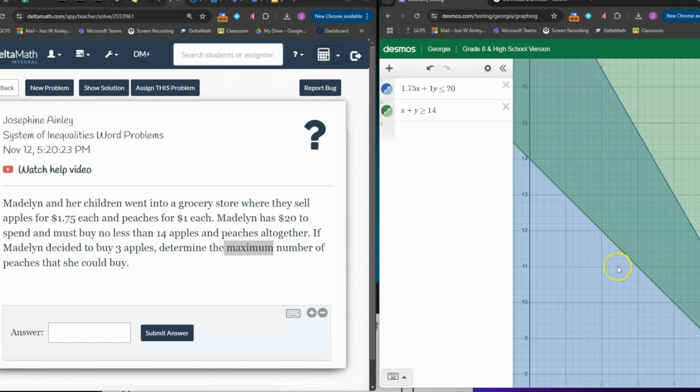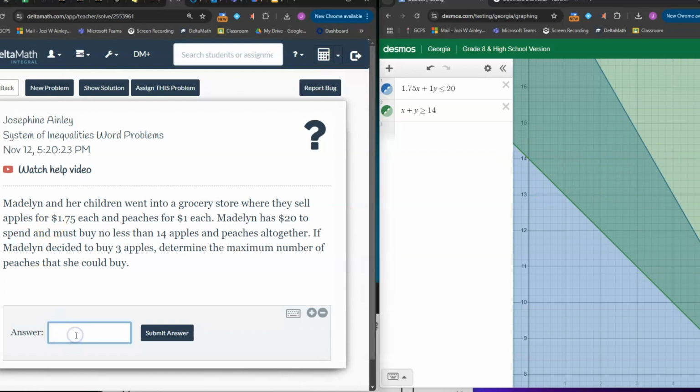All right, here I will get 3 apples, 11 peaches. Here I will get 3 apples, 12 peaches. Here I will get 3 apples, 13 peaches. Here I will get 3 apples, 14 peaches. Here I will get 3 apples, but I can't have 14 point whatever peaches. So what is the maximum peach I can have? Right here, 3 and 14.